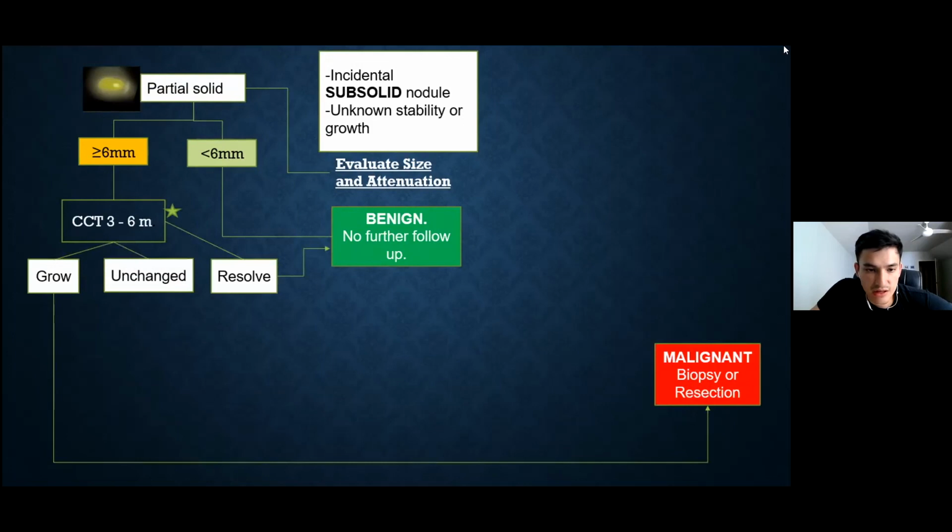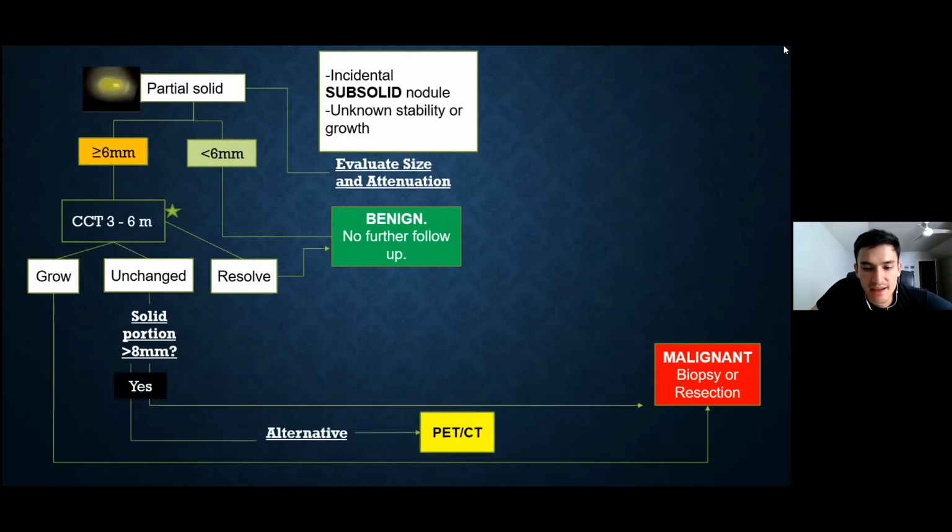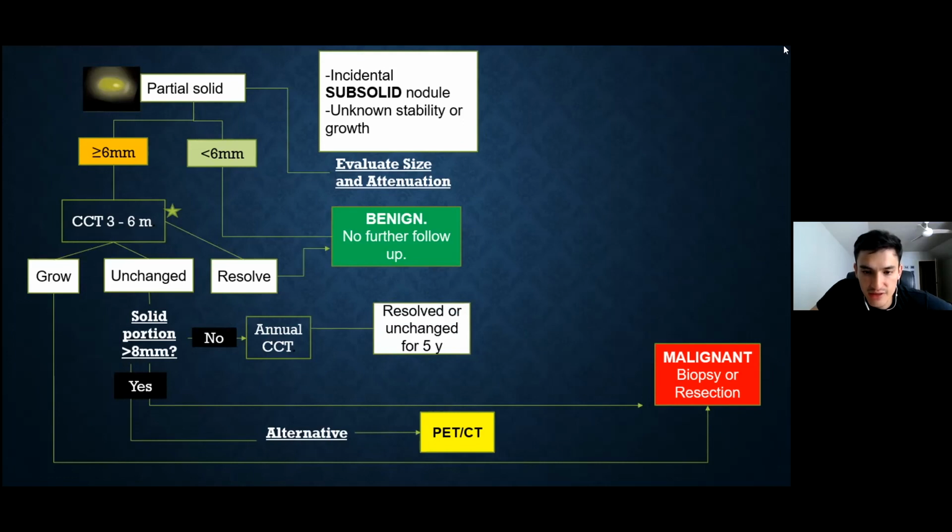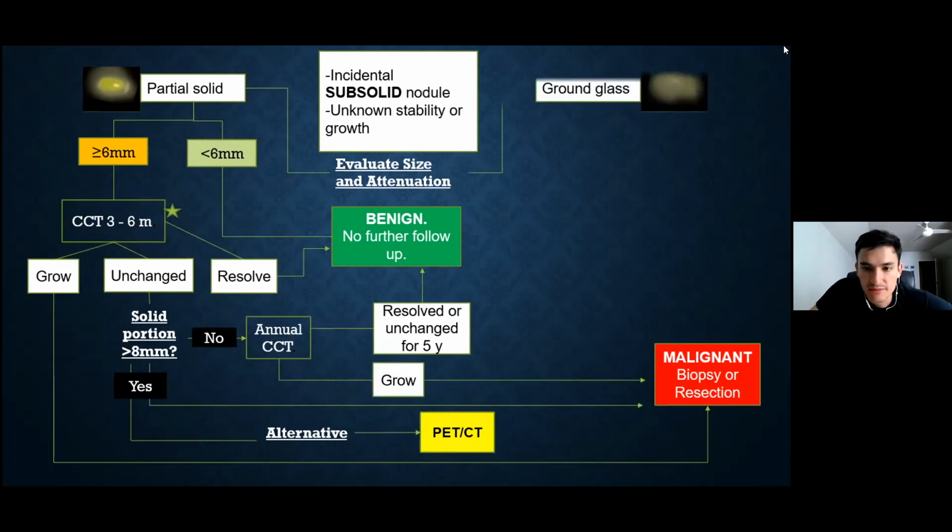If it is unchanged, then it's important to evaluate the solid portion. If the solid portion is more than 8 millimeters, then it's considered malignant, and biopsy or resection is indicated, and an alternative is PET-CT. If the solid portion is less than 8 millimeters, then an annual chest CT is indicated. And if it is unchanged or resolved after 5 years, it's considered benign. If it grows, it's considered malignant.